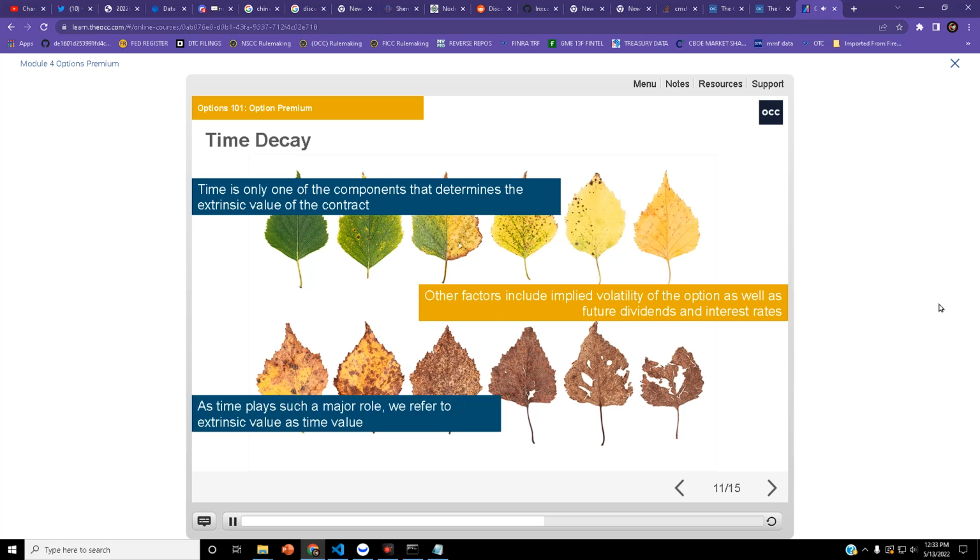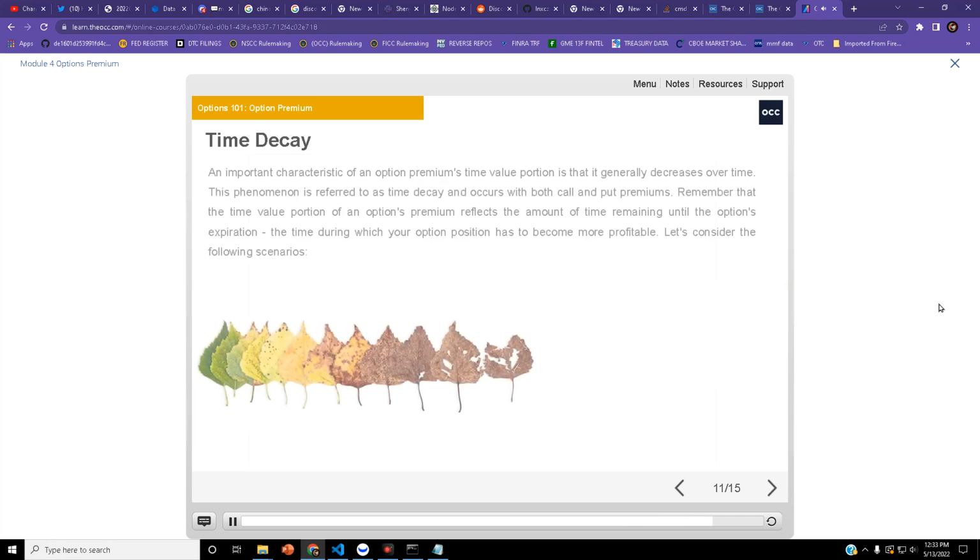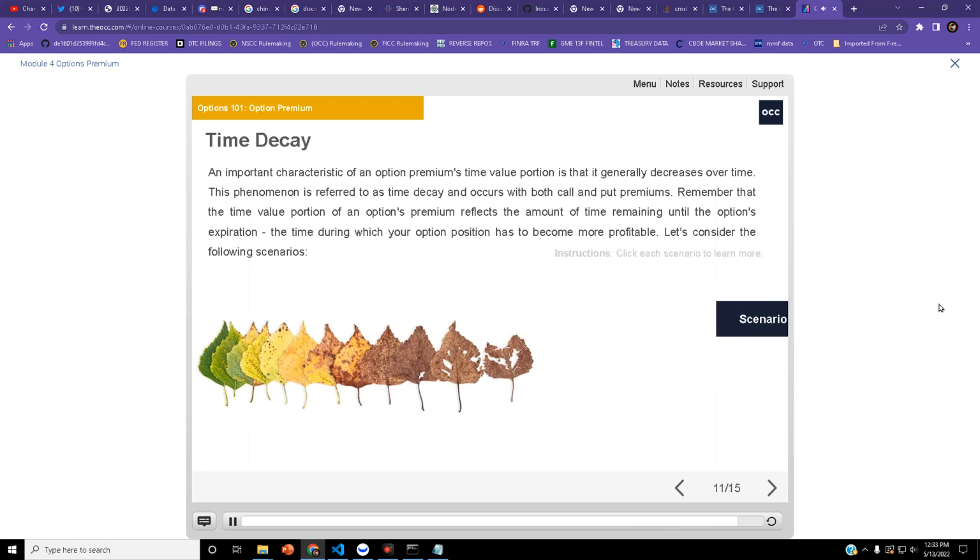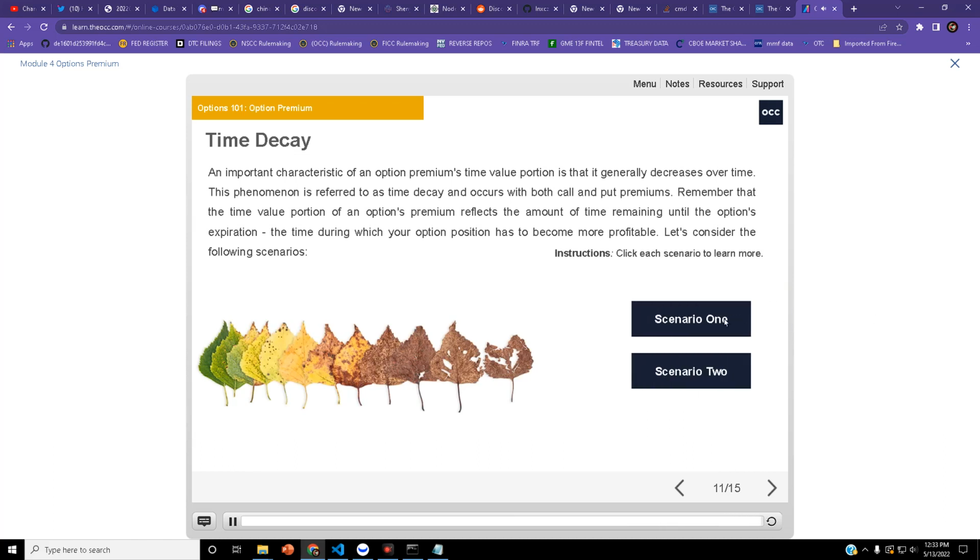And since time is so important, it stands to reason that as time decreases and we move closer to the maturity date, the time component of the extrinsic value decreases as well. This phenomenon is known as time decay, and it affects both calls and puts equally. Let's consider the following scenarios to illustrate the concept by clicking on the boxes below.